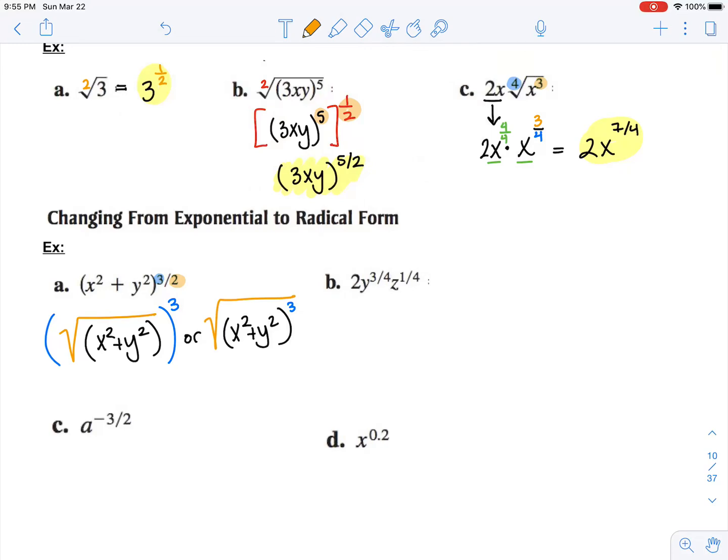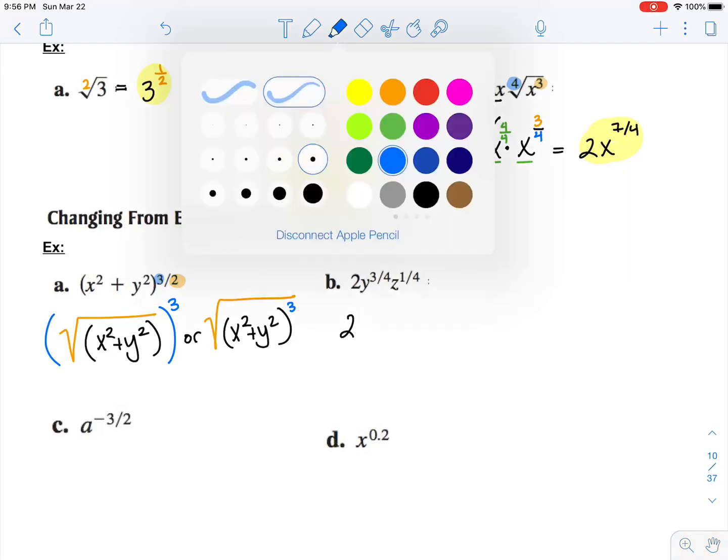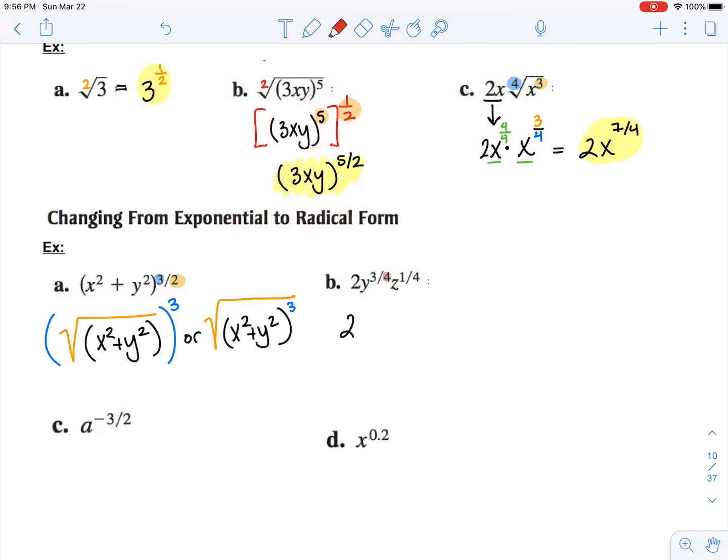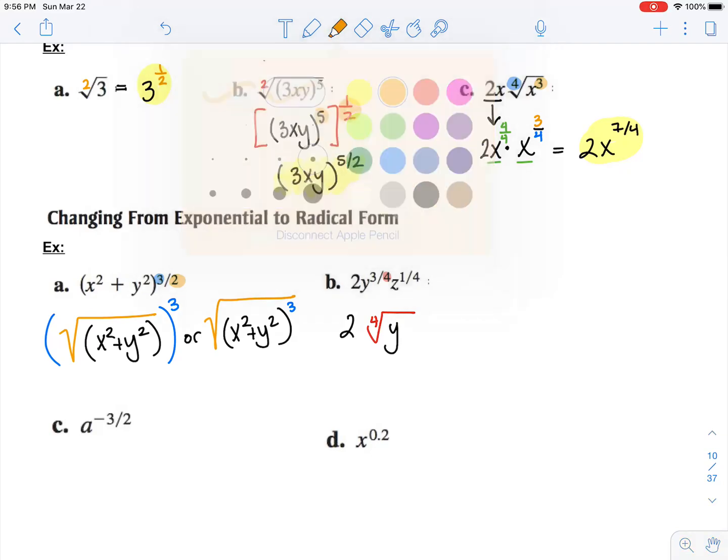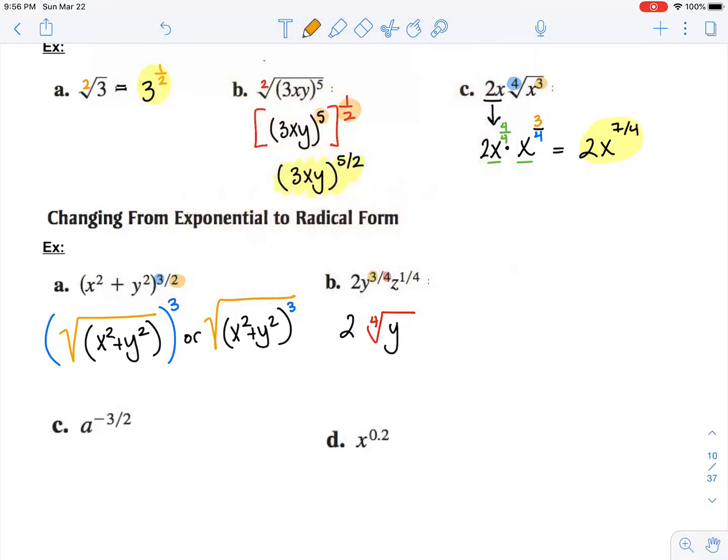So now in part B, we have 2, and then we have it being multiplied by a y and a z. So notice the denominator of that exponent on y is going to be the root. So I know I have the 4th root of y, but that numerator is a power on y. So that's y cubed. And then it's being multiplied by z to the 1/4 power, which we know is just going to be the 4th root of z.